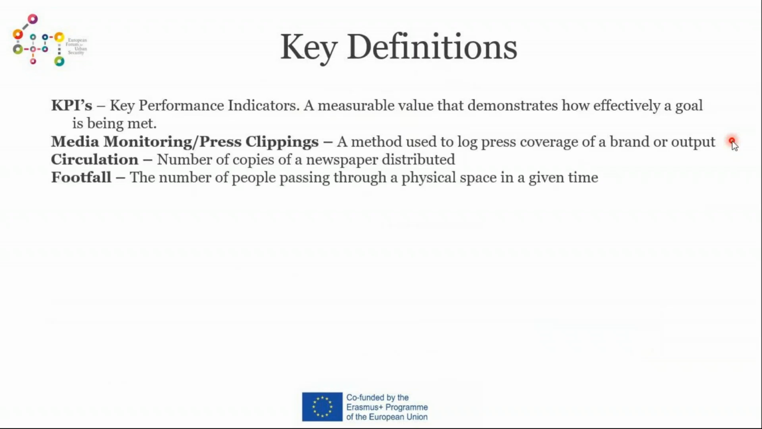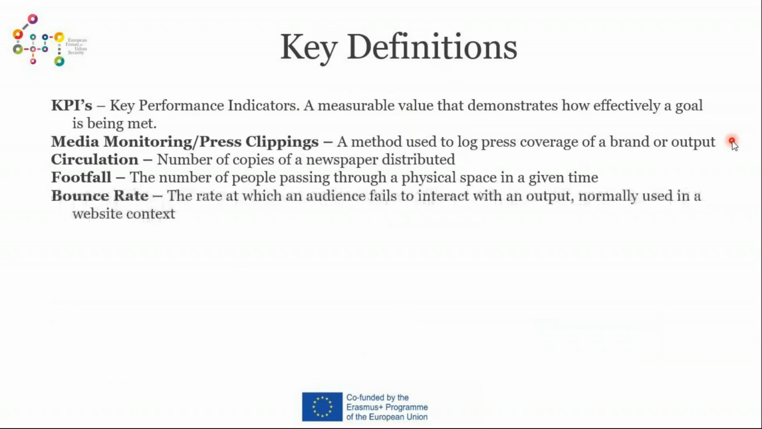The next is footfall. So it's actually quite similar to circulation because it's about physical space, but it's the number of people passing through a physical space in a given time. And you would normally use this when you have physical advertisements, such as billboards and posters at things like bus stops.